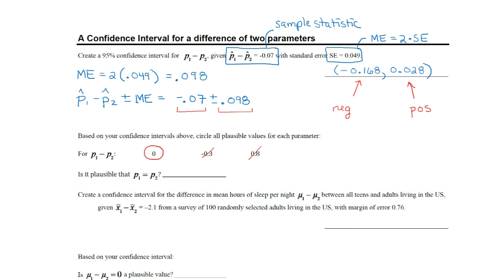So the next question, is it plausible that p1 equals p2? Note that if p1 equals p2, then p1 minus p2, if both of these are the same, this difference would have to equal 0. So sometimes a question will come up like this, and we have to think about what the value of p1 minus p2 would equal in order for these two parameters to equal each other. So we would say yes here because of the fact that 0 was a plausible value in our confidence interval.